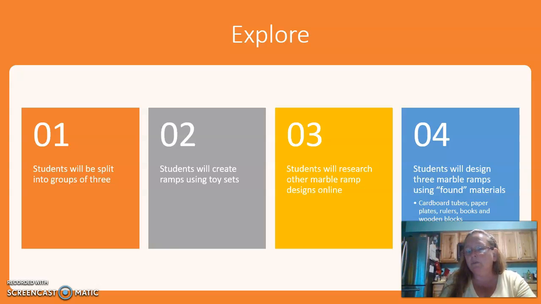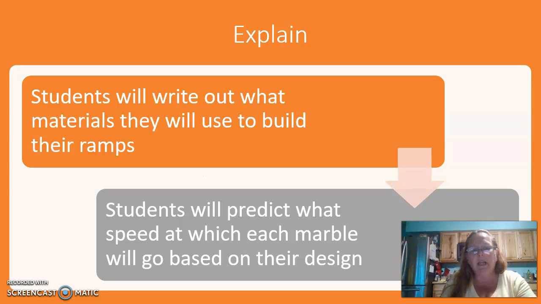Lastly, on Explore, the students will design 3 different marble ramps using found materials. Found materials are things such as cardboard tubes, paper plates, rulers, books, and wooden blocks. The students will then draw these in their notebook. On each page, they will draw one design, and they will write down what materials they will need to use to build that ramp, and then they will explain why they think their marble will either go faster or slower on that particular ramp than other ramps they have.